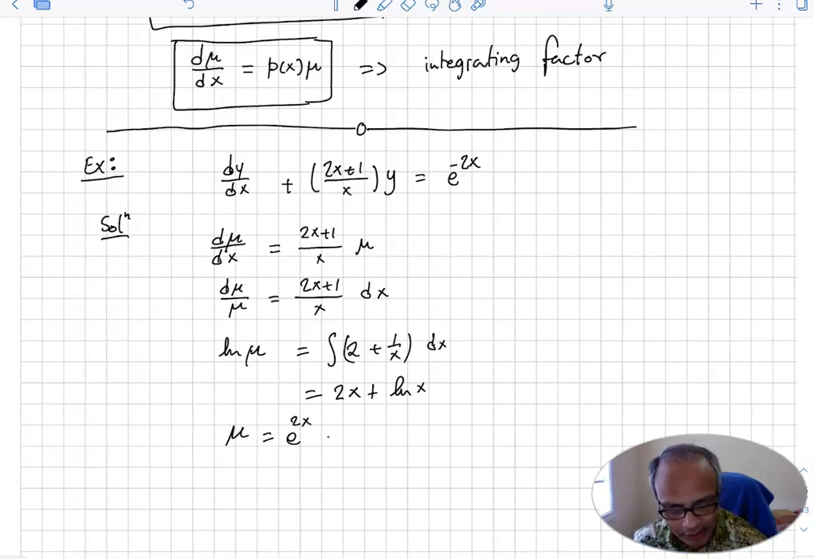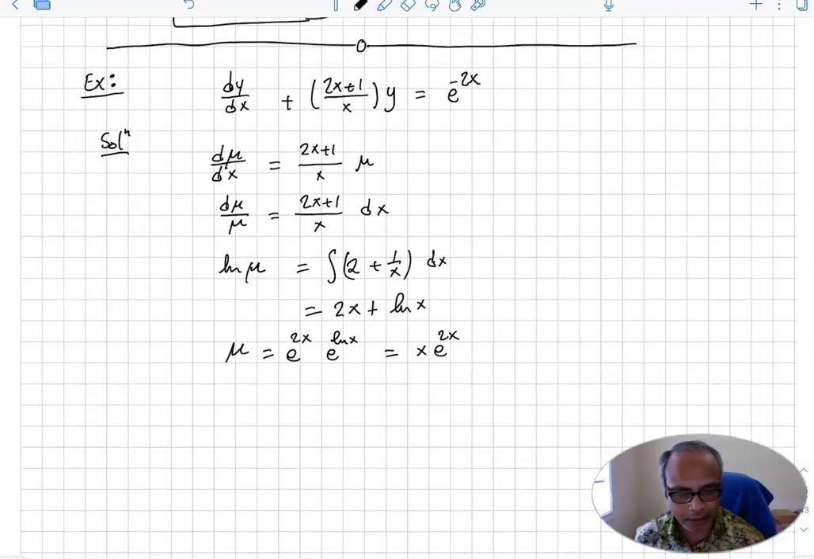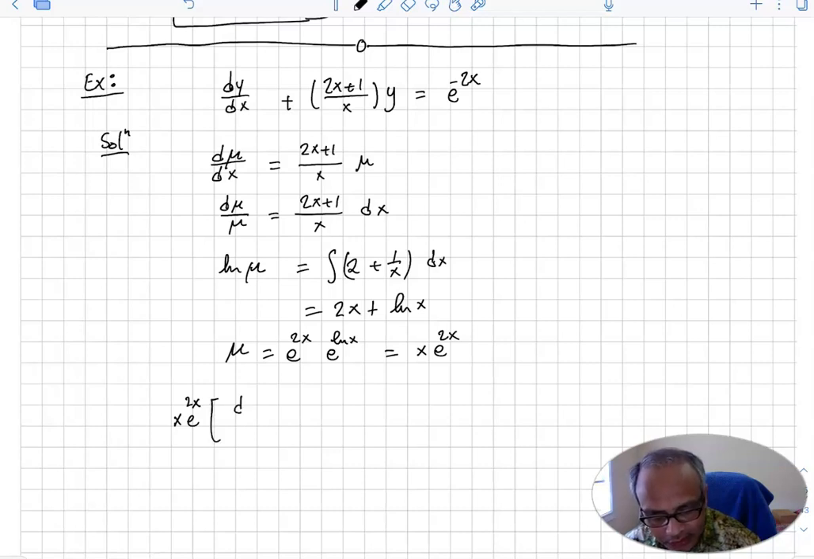You can rewrite e to the power ln x and e to the power 2x as a product, and obviously this is x e to the power 2x. Okay, good. So you get the integrating factor x e to the power 2x. Now go back and write down the differential equation multiplied by the integrating factor.